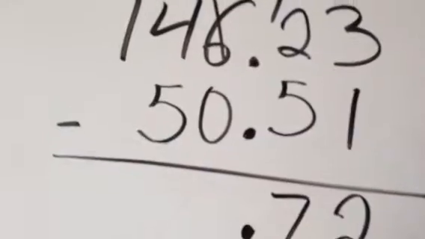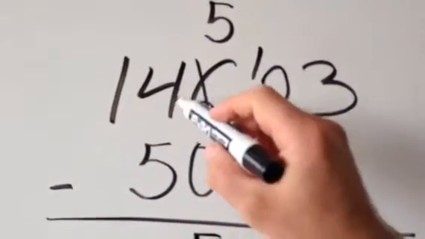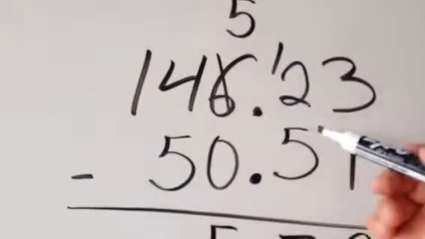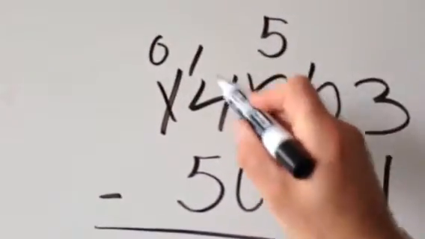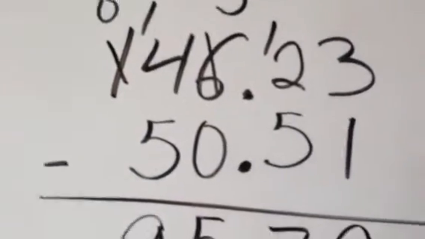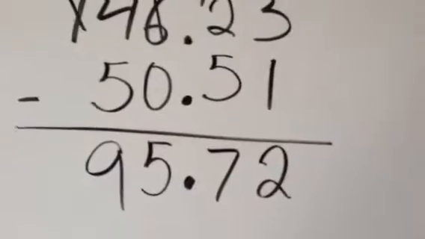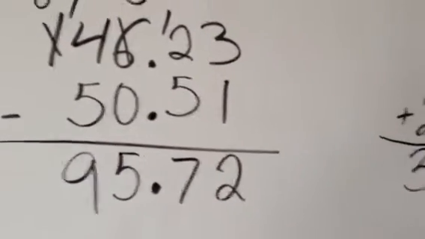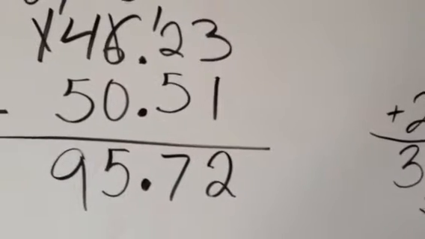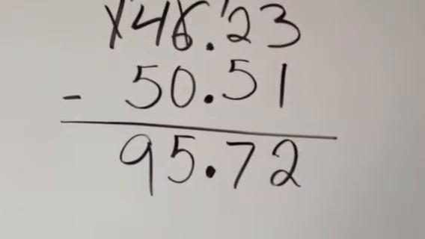12 minus 5 is 7. Keep that decimal lined up. 5 minus 0 is 5. 4 minus 5 I cannot do, so I need to borrow again. 14, and I end up with $95.72. Alright, those are the basic ways of adding and subtracting that we've been working on here in Everyday Math for 2.2, 2.3. And that's it for now.